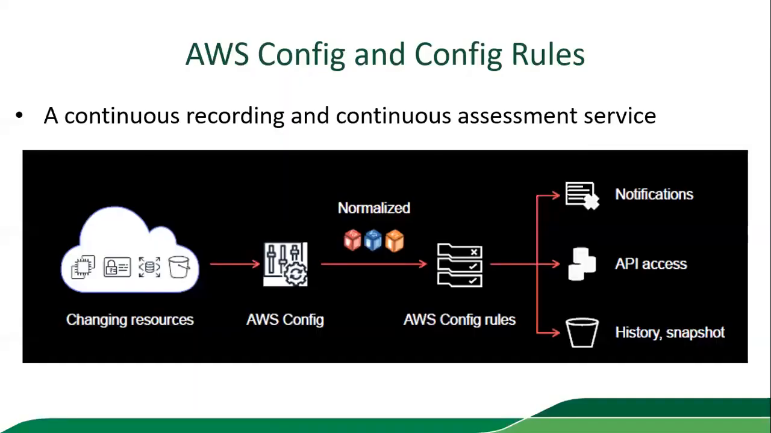We talked about Config and configuration rules. AWS Config is a service which allows us to continuously record and continuously assess services, meaning who made what changes at what time. You will be able to see the history of AWS resources, what changes were made, at what time, which user made the changes, and what APIs were accessed for a service. You can also set up Config rules to make sure that you are meeting your security standards and policies.